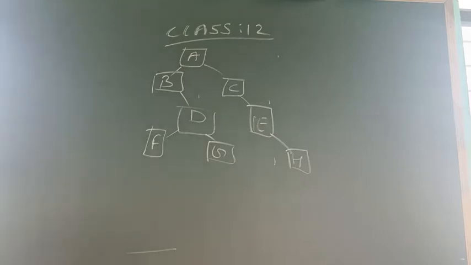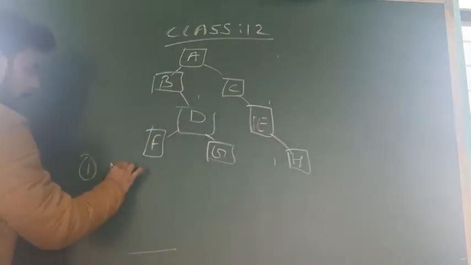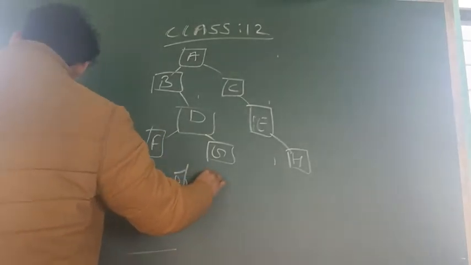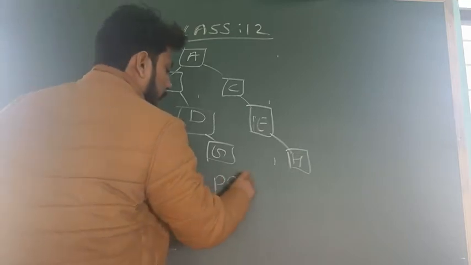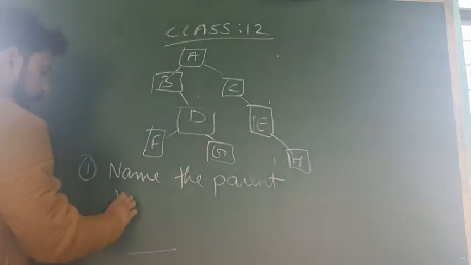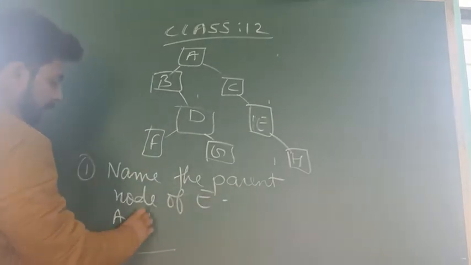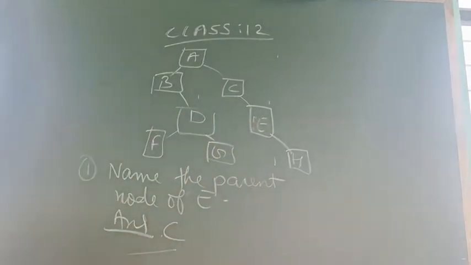Name the parent of node E. So what is the parent of the node E? That is your C. So the first question is, name the parent node of E. Your answer will be, parent node of E is C.